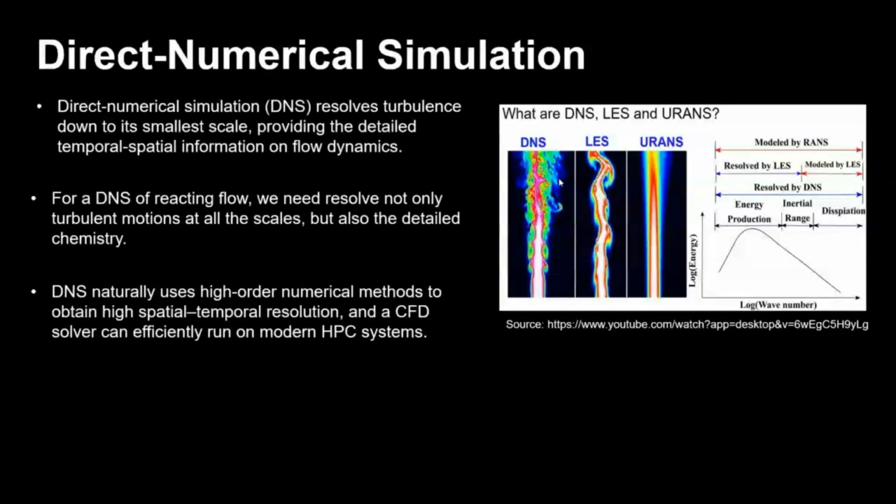Because of this requirement for high fidelity, DNS naturally uses high order numerical methods to obtain high spatial and temporal resolution, and we also need a solver that can efficiently run on modern HPC systems. Now there is a state of the art code that can use both CPUs and GPUs. And this is the code we're using.